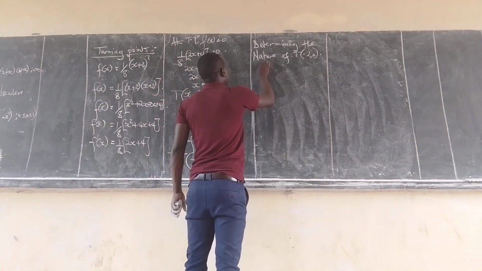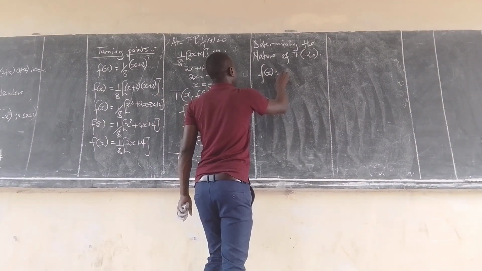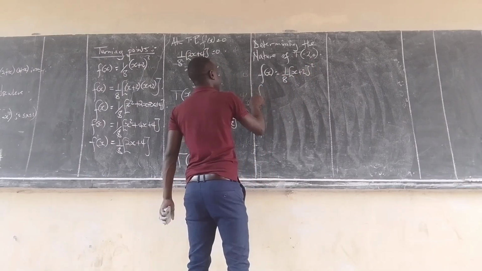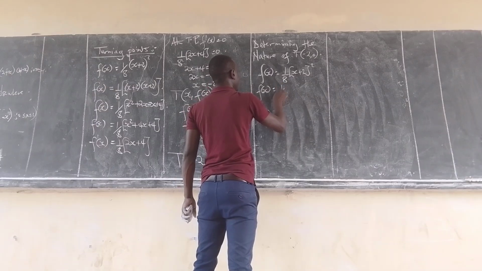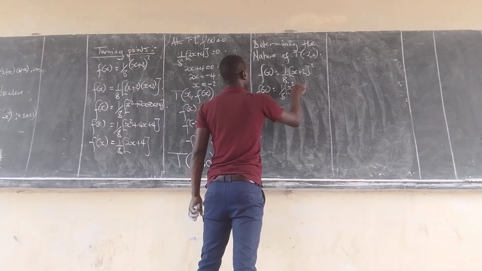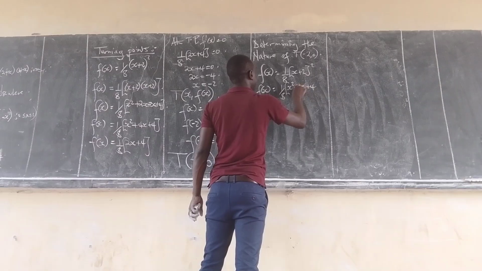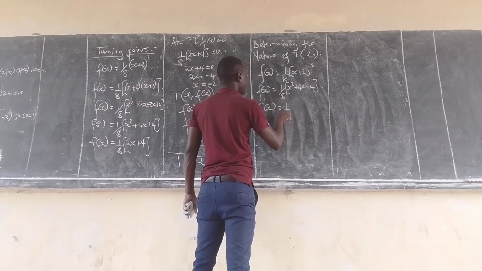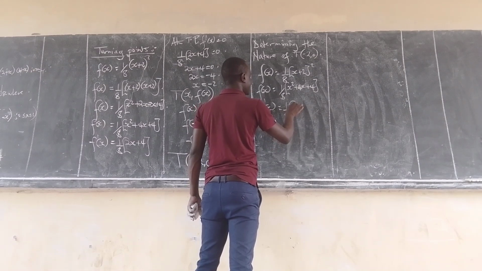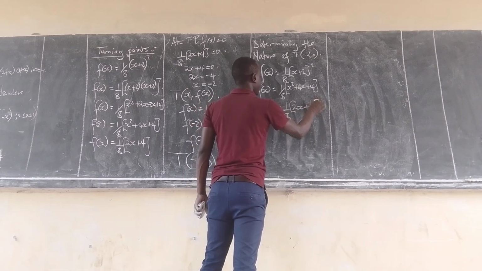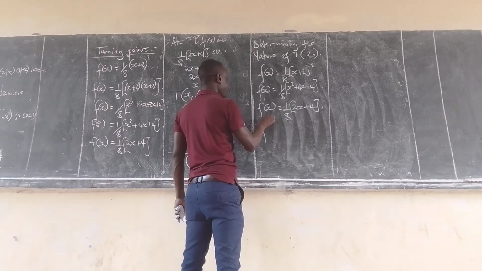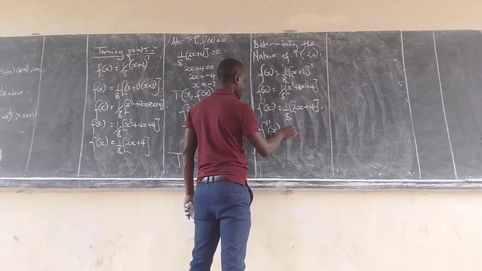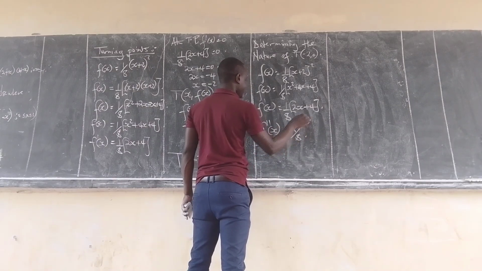So our f of x was originally 1 over 8 into x plus 2, the whole thing squared. So that f of x was 1 over 8 into x squared plus 4x plus 4. When you differentiate it the first time, we get our f prime of x as 1 over 8 into 2x plus 4. When you differentiate it again, we get our f double prime of x as 2 over 8.